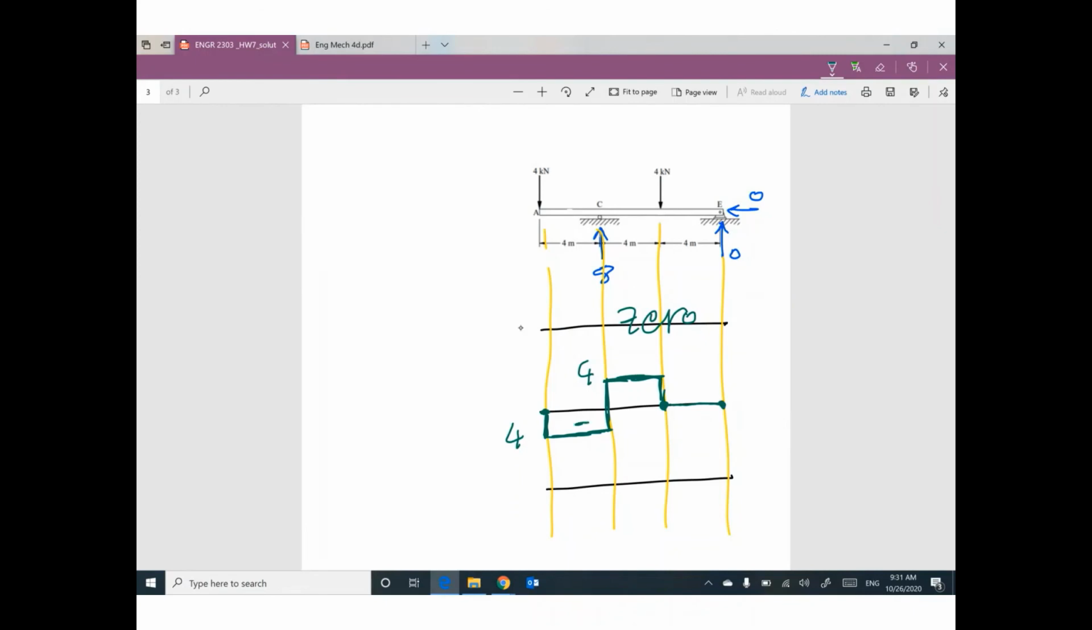Negative, positive. For the bending moment diagram, this value will be 0. The value here will be negative 16. The value here will be 0. The value here will be 0. So I will connect from 0 to 16, from 16 to 0, from 0 to 0. Here is the bending moment diagram.